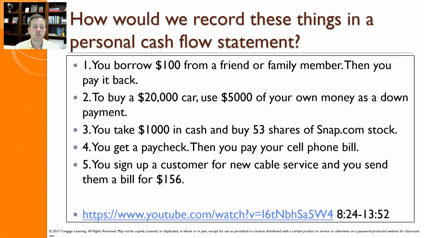All right, number 2, you buy a $20,000 car. You use $5,000 of your own money as a down payment. What's going on here? Cash inflow? Cash outflow? Nothing? Both? What's going on here? All right, this is cash outflow. If we look at our bank statement, if we look at the amount of cash that we have after all of this, and that's all we look at, and that's all you should be looking at, we are $5,000 cash poorer, right? We spent $5,000 of our own money to make this car.